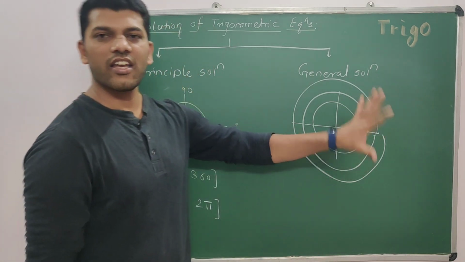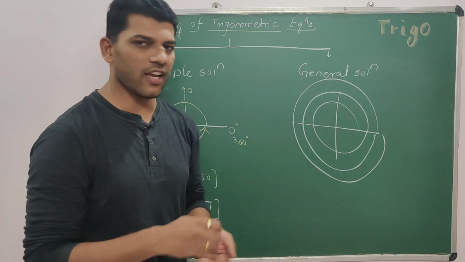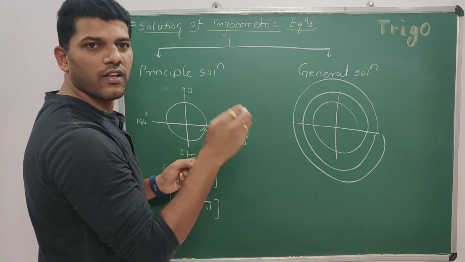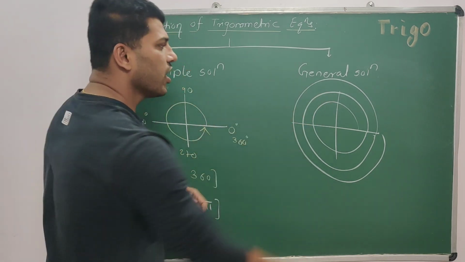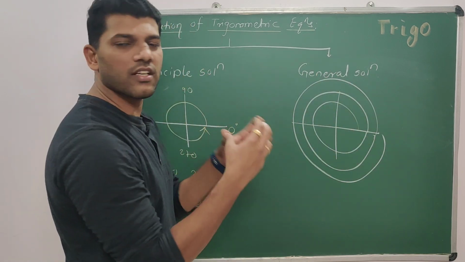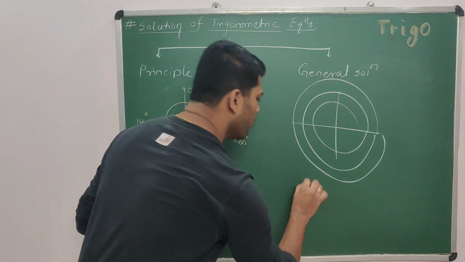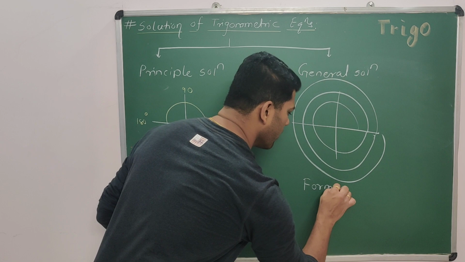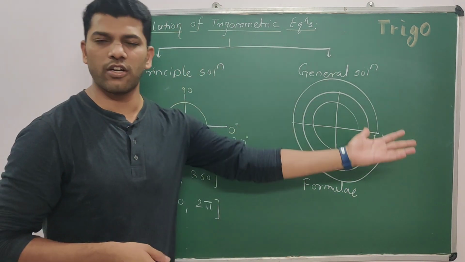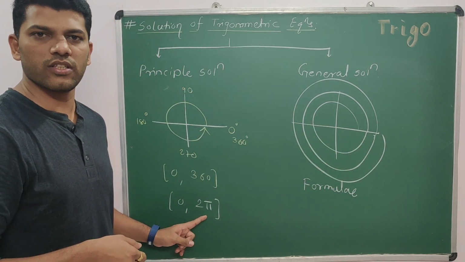It means there are infinite solutions possible for trigonometric equations, right? So the general solution we cannot express in the form of values. If there are an infinite number of solutions, then they must be generalized in the form of a formula. So in case of the general solution, you have to write the solution in the form of a standard result or in the form of formulae, which is the latter part of this chapter, but we will focus here only on principal solutions.